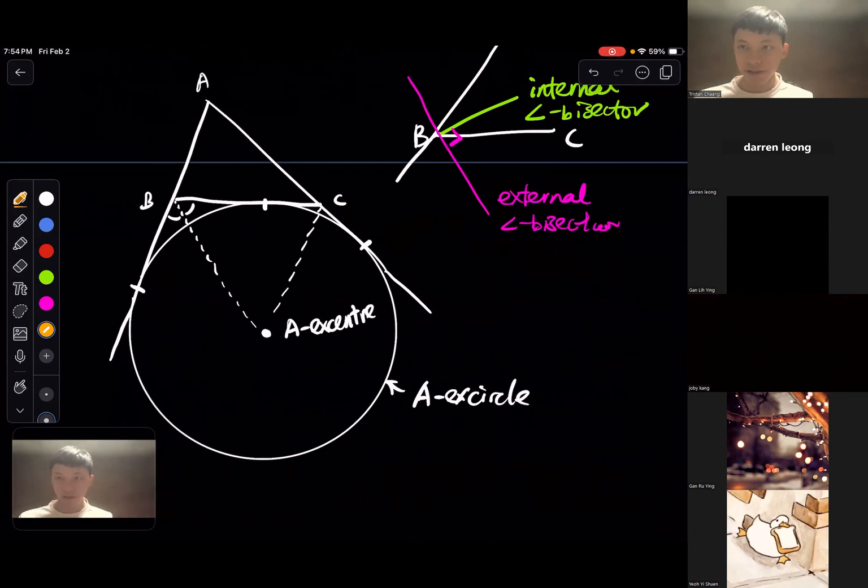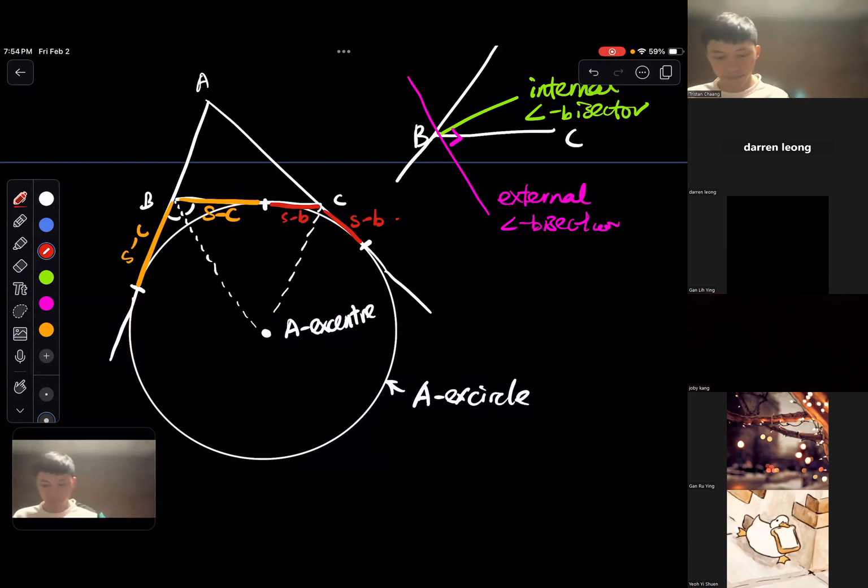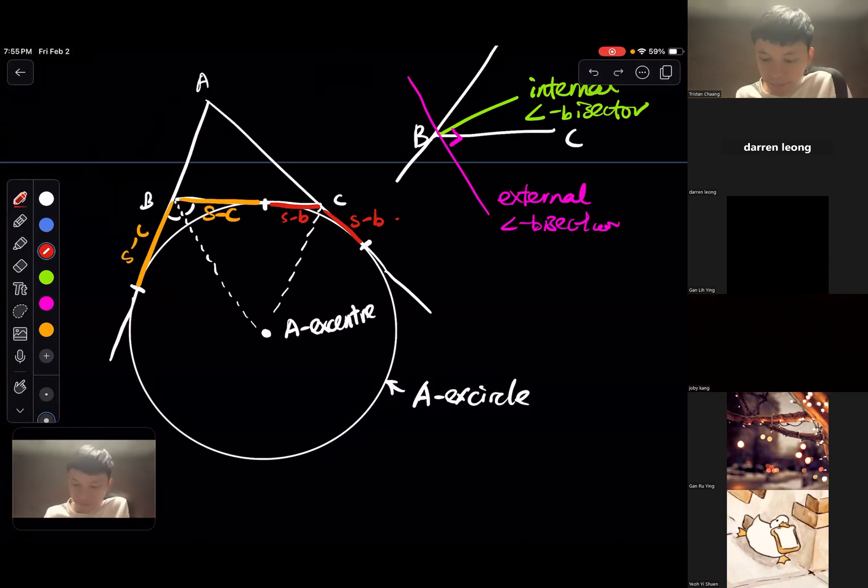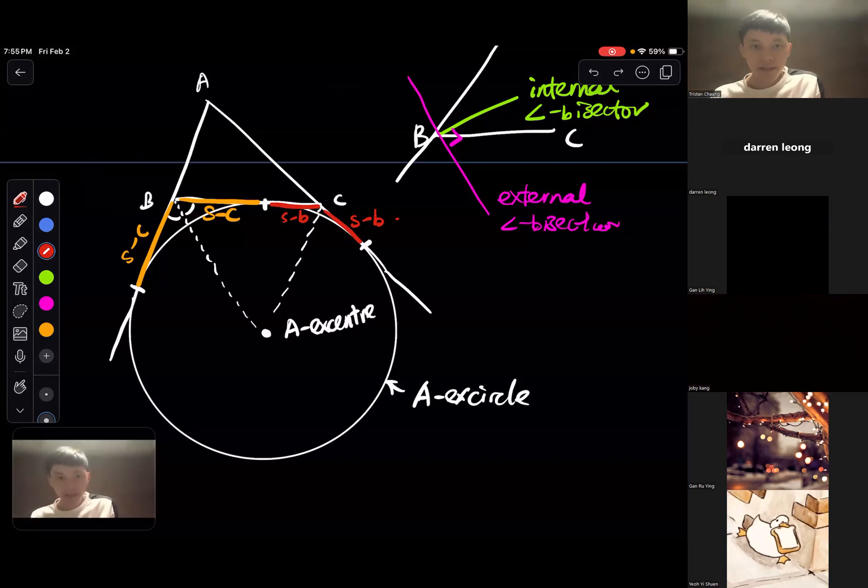Okay. Now, for this diagram, we can again solve some variables. We can show that these two will be the same, and it will actually be S minus C. This one turns out to be S minus B. And this whole thing will be the semi-perimeter. Why is that? It's actually, you don't really have to solve equations. I mean, if you want to, it's just a very simple equation. You just put in X, Y, Z, solve for X, Y, Z.